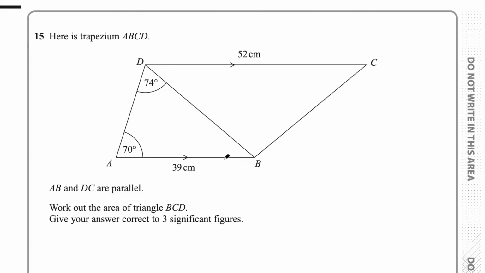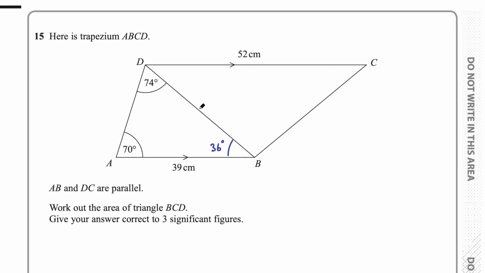So we have some angles in here. I'm thinking this is going to allow us to find the height of this triangle. So the first thing I'm going to do is to find this missing angle. If these add up to 144, this means that this angle will be 36 degrees, because they all need to add up to 180.